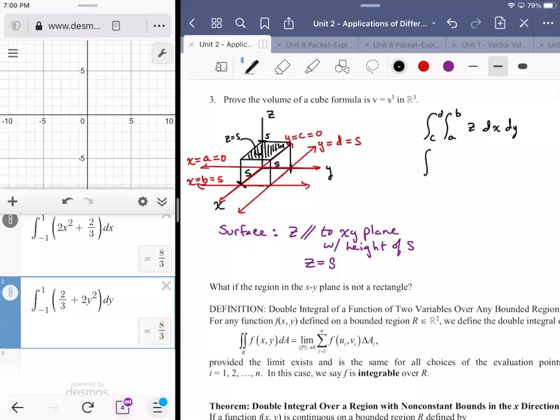And z is actually equal to s, so I can make that substitution. Dx dy. All right. So the antiderivative of s with respect to x is sx. Now this is over the interval of 0 to s. So we're talking s squared. All right. So what I would actually do here is take a quick look and see what this is really giving me.